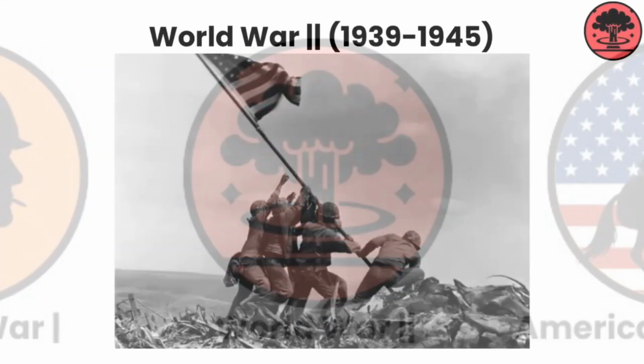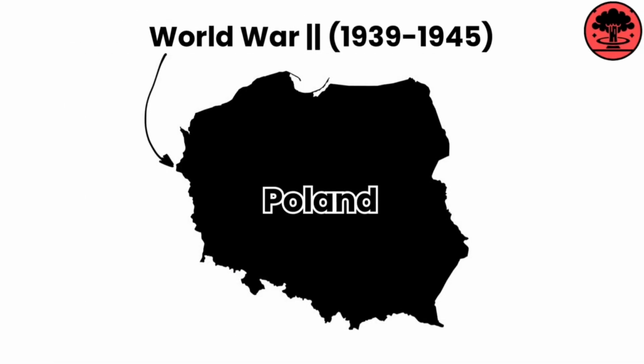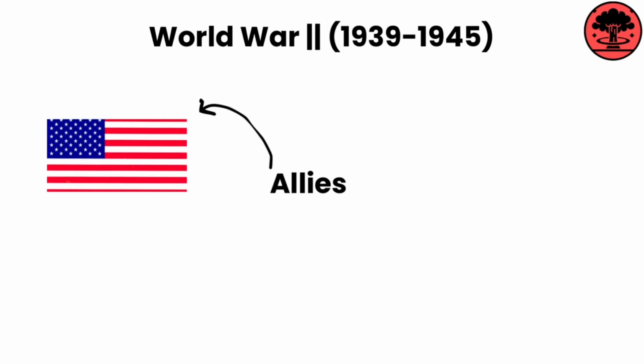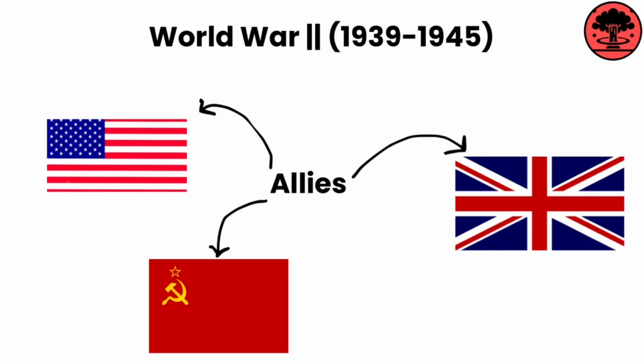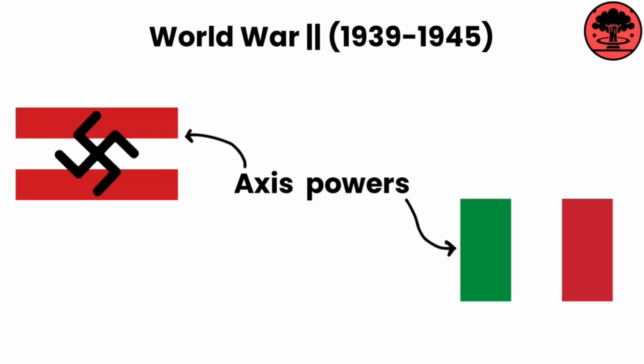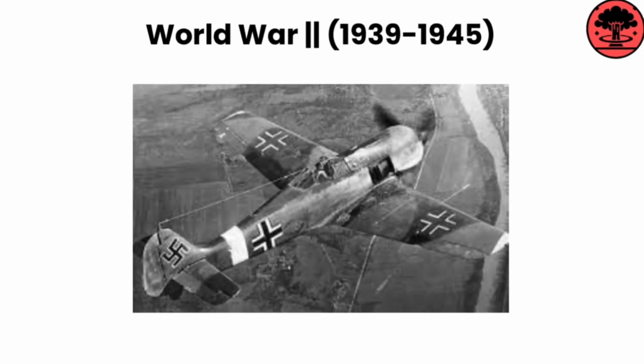World War II. This war began when Germany, led by Adolf Hitler, invaded Poland, triggering responses from other nations. Allied powers, including the United States, the United Kingdom, and the Soviet Union, fought against the Axis powers, primarily Germany, Italy, and Japan. The war saw widespread use of tanks, aircraft, and naval forces.